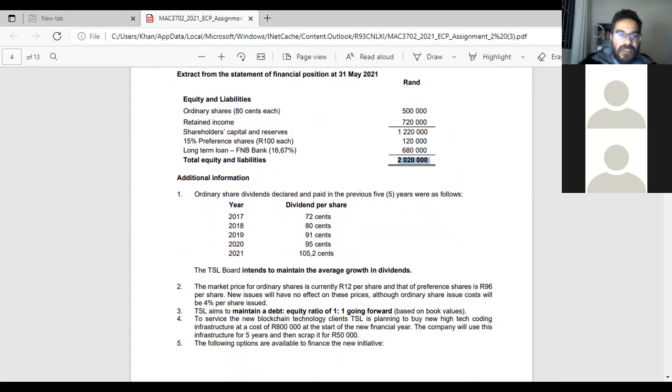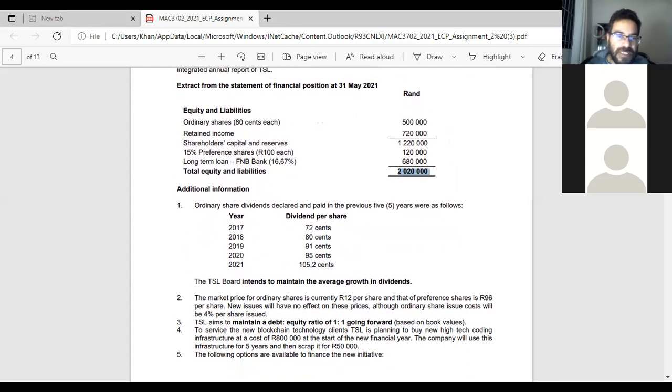So now they're giving us additional information. They're saying ordinary share dividends declared and paid in the previous 5 years were as follows. So they're giving us dividends for the previous 5 years. When you see information like this, they're telling you that you need to calculate the growth rate.